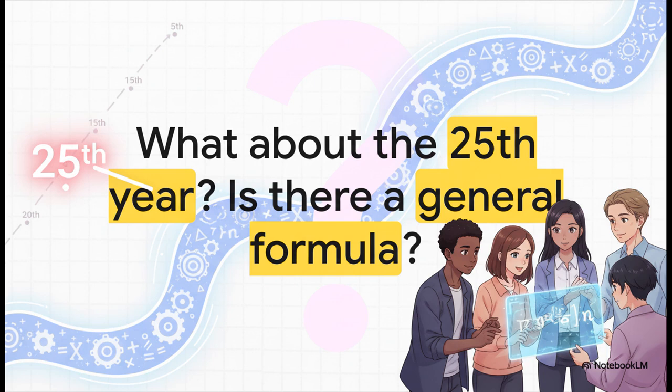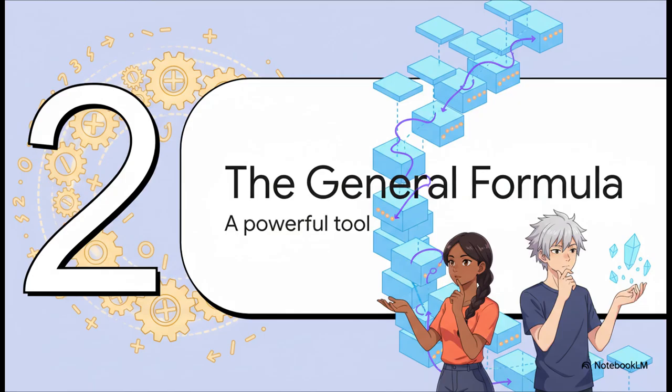Now, this little trick works perfectly for the fifth year, but what about the 15th year, or that 25th year we talked about at the beginning? We need something better than a one-time trick. We need a universal tool, a general formula that works for any year without having to figure out the pattern all over again. So let's build that tool.